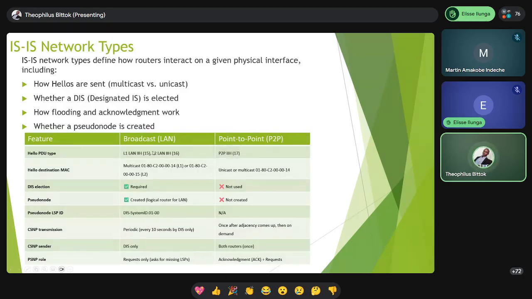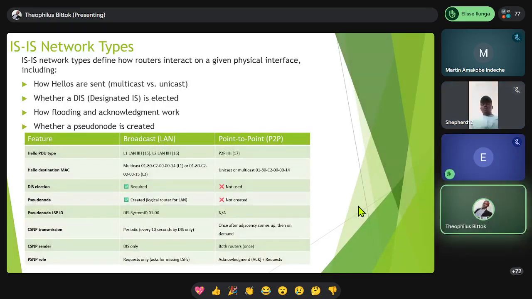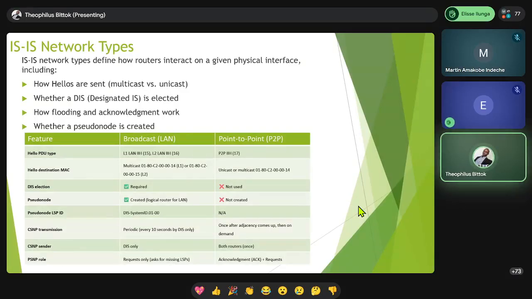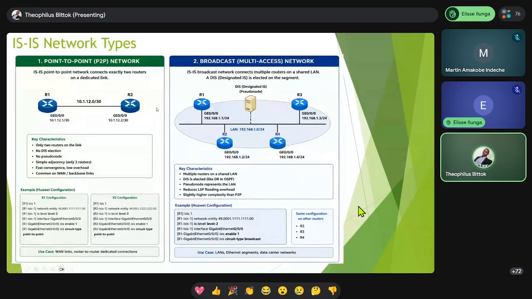Okay, so actually IS-IS has two network types, and they are the broadcast and the point to point. The network type is actually very important. It's a key thing. It helps you decide how the hellos are going to be sent, whether you are going to have to elect a DIS, how flooding is done and acknowledged, and whether a pseudonode is required. Let me just show you a diagram.